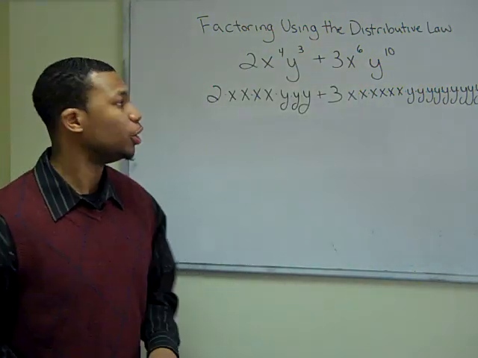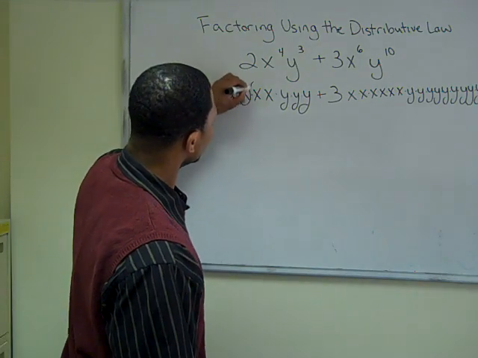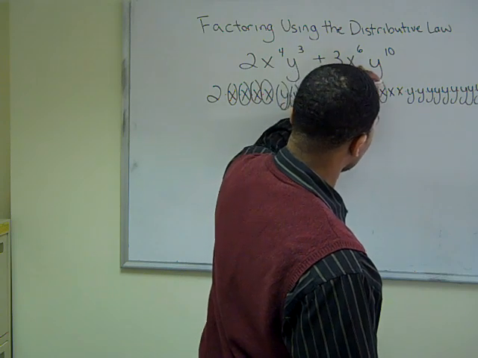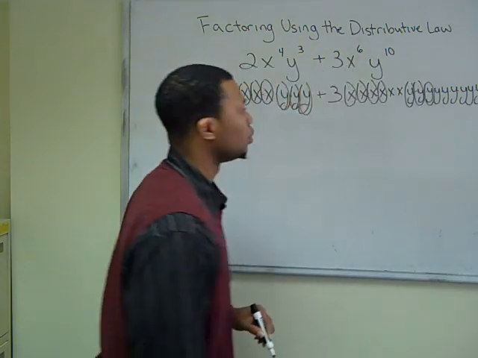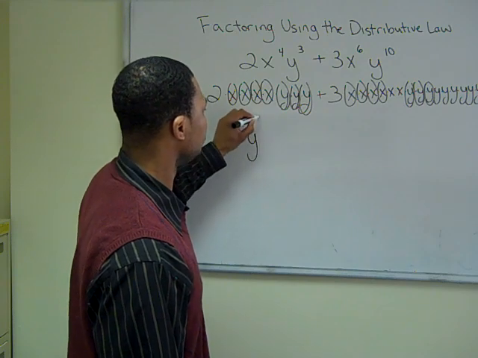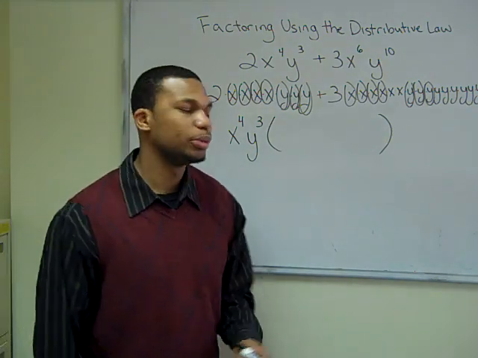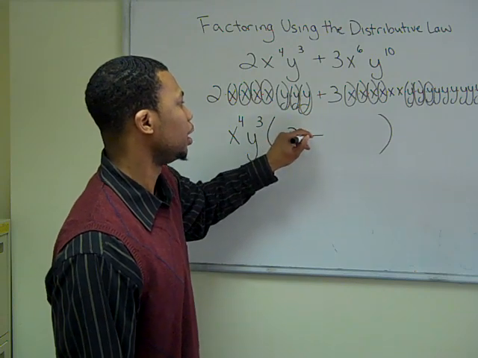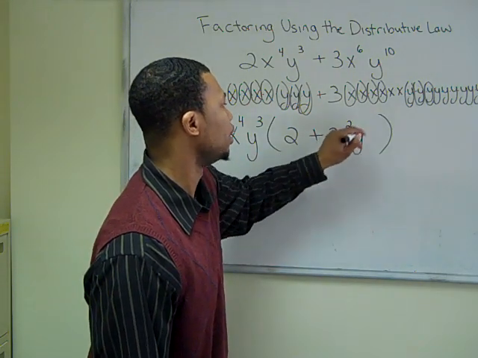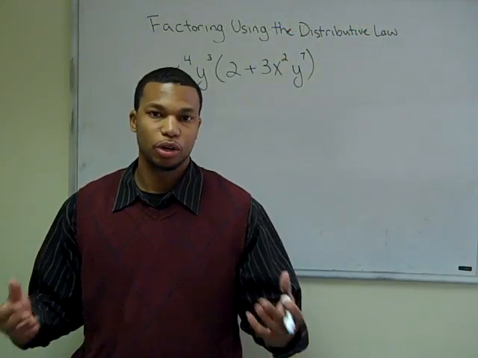Well, in this case, both terms at least have 4 x's and 3 y's. So we'll circle those. So now we're going to put those on the outside. So we have x to the 4th, y to the 3rd, and what's left in our terms, well, in the first term we have 2 left, plus 3x squared y to the 7th. Again, we can check to see if we have factored correctly by remultiplying out our solution.